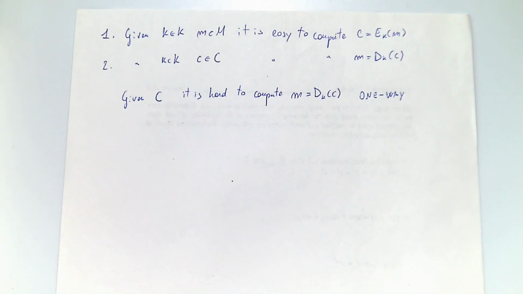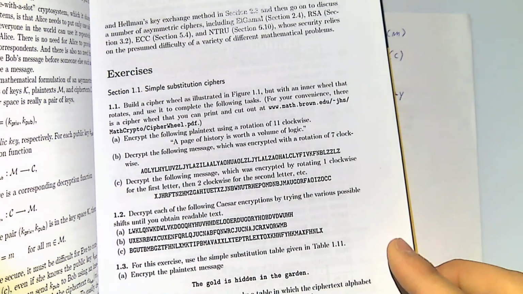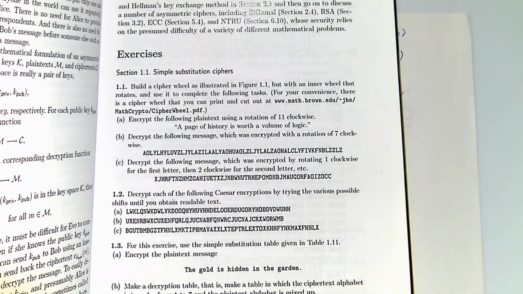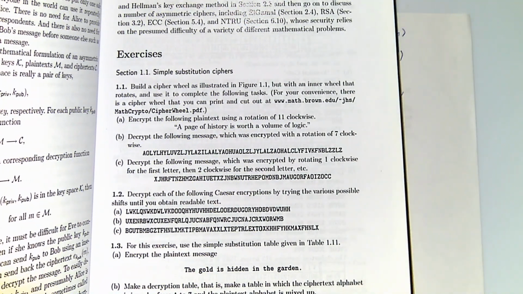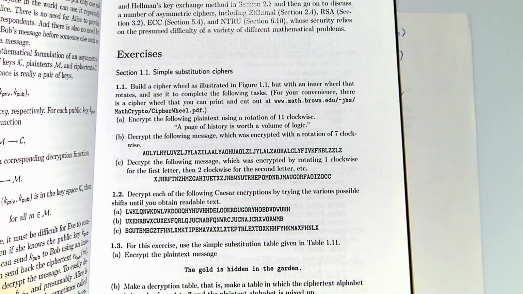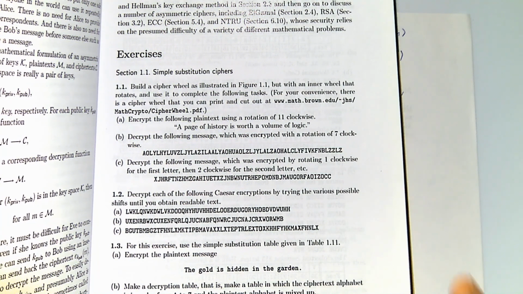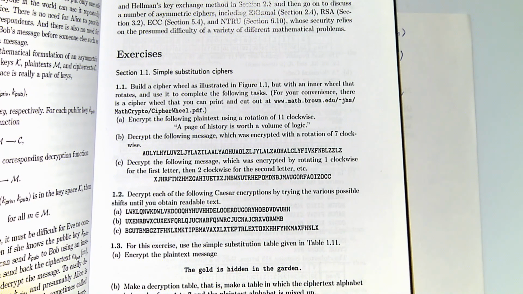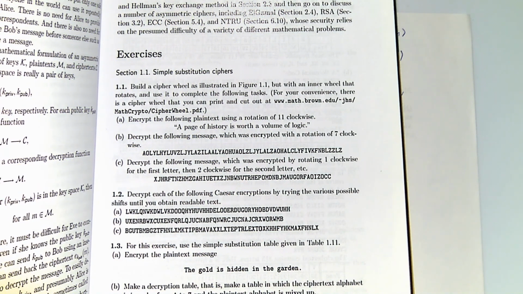But basically we covered 1.1, so you can just feel free to go over the exercises at the end of 1.1. And you'll see, I can show you here. You see, 1.1, simple substitution cipher. Build a cipher wheel, which you can do really quickly, and then encrypt a message using that, just to try. And there's a bunch of exercises of this nature. Yes, just to play around.